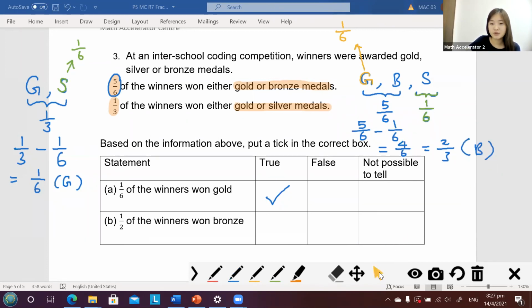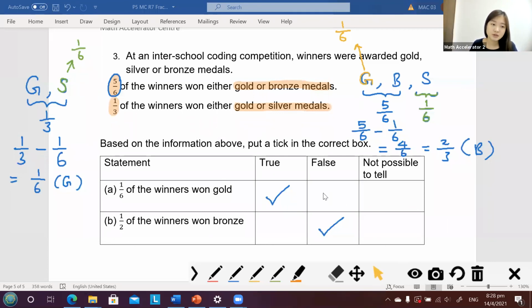So is the statement true, false, or not possible to tell? Correct. Okay, false, because they tell you it's half, but it's not half. You went to prove it, it's 2/3. Okay, so it's false. Okay, false. So that's your answer. Okay, you just need to put the tick under true and false.